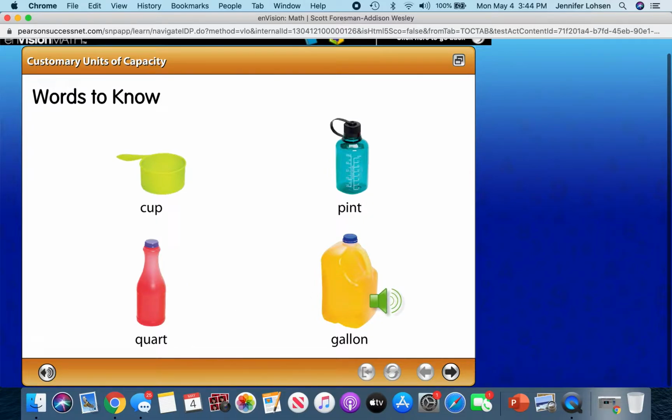Now, there's only 4 shown here, but there are actually 5 customary units of capacity that we use here in the United States. The smallest unit is not listed here. If you can remember what that is, think about it for a second. If you're remembering fluid ounces, then you are correct. So in order from least to greatest, the units of capacity are fluid ounces, then cups, then pints, quarts, and the largest unit for capacity is going to be gallons.